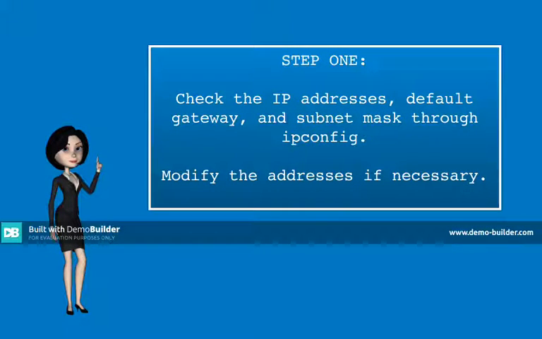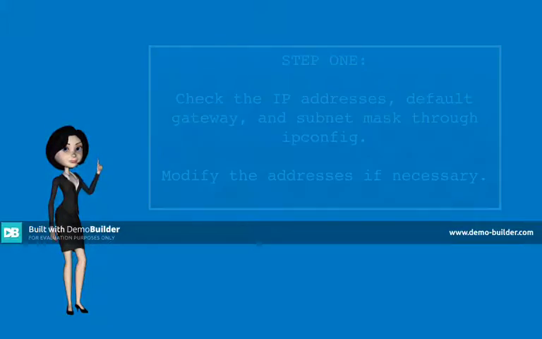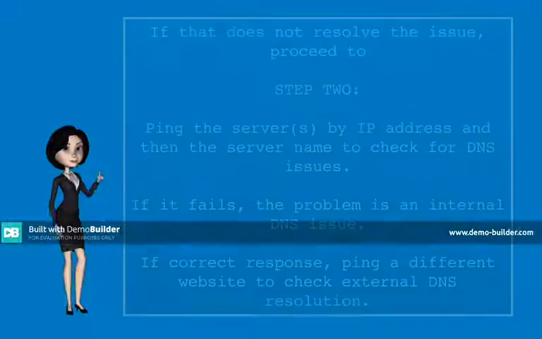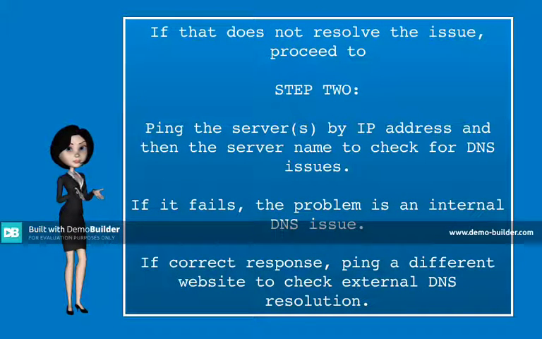Step 1. Check the IP addresses, default gateway and subnet mask through IPconfig. Modify the addresses if necessary. It will look something like this. If that does not resolve the issue, proceed to Step 2.